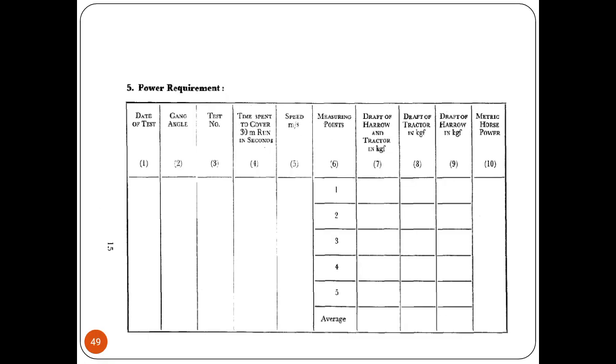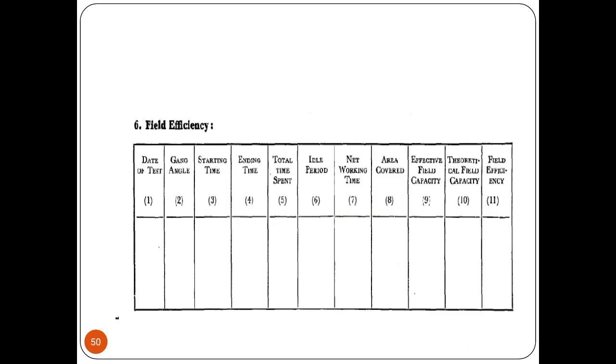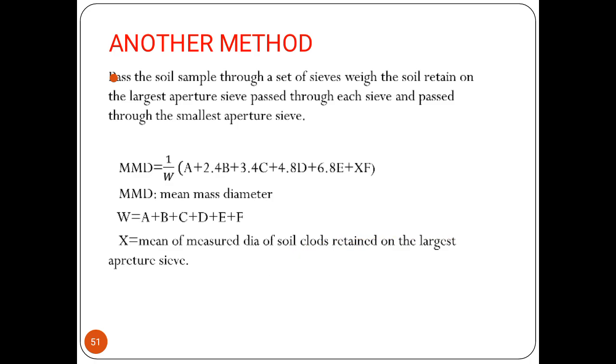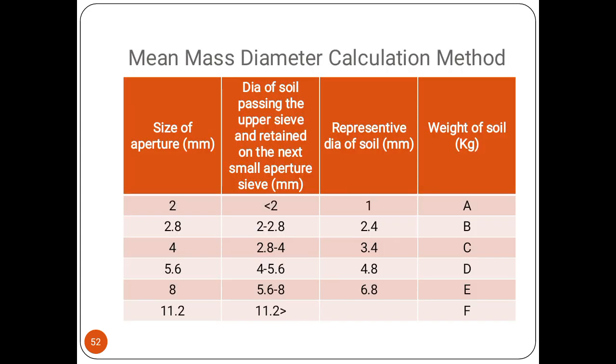table: the soil pulverization, then power requirement, then field efficiency, and then another method to find out the MMD. The soil sample is passed through a set of sieves: soil retained on the largest aperture sieve, passing through each sieve, and passing through the smallest aperture sieve. We can use this formula. This is the table for the mean diameter calculation method. You can see the columns: size of aperture, diameter of the soil passing through the upper sieve and retained on the next sieve aperture, then one representative diameter of the soil, and weight of the soil.